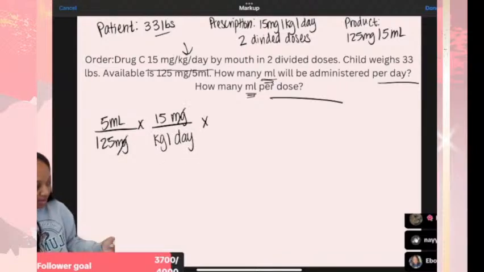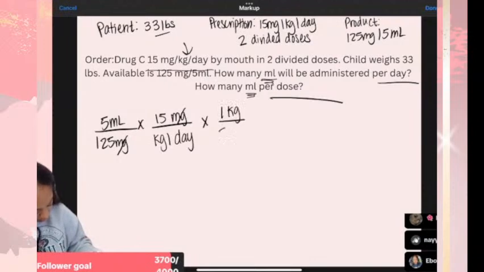Cross your milligrams out. So our patient's weight is in pounds. You can't put kilograms in pounds. You got to have a conversion factor. So we'll put 1 kg, 2.2 pounds, okay? So our kilograms cross out. So now we can put our patient's weight.